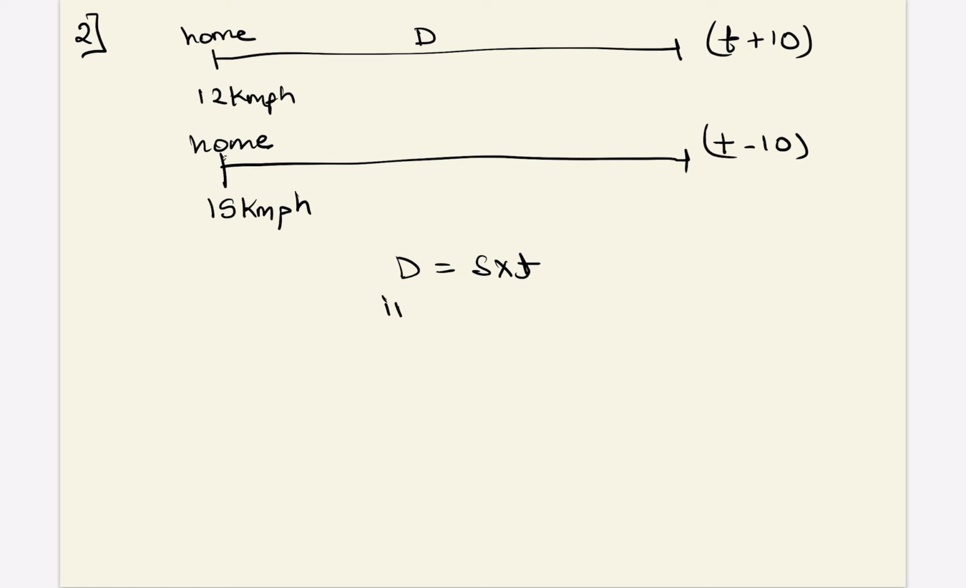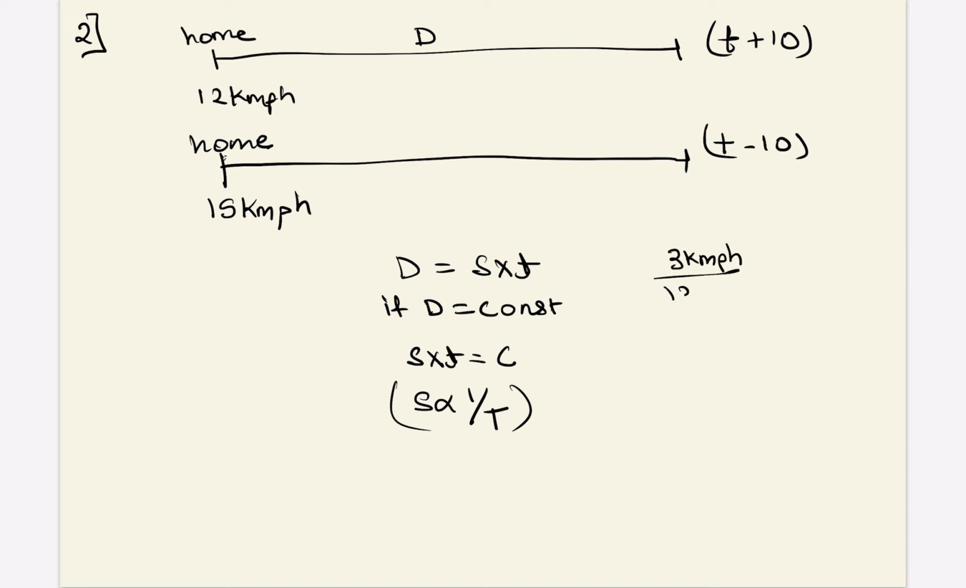So if d is constant, speed into time is constant, so speed is inversely proportional to time. Is this okay? If this is okay, then the law of percentages applies here. So in percentage terms, the 3 km per hour was increased over 12 km per hour. So this was an increment of 1 by 4. Then the decrease should be 1 upon 1 plus 4. The decrease in time was 1 by 5.